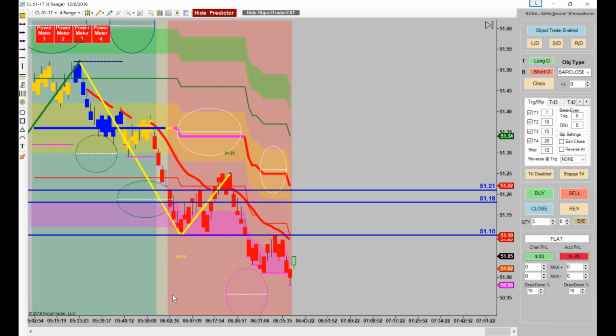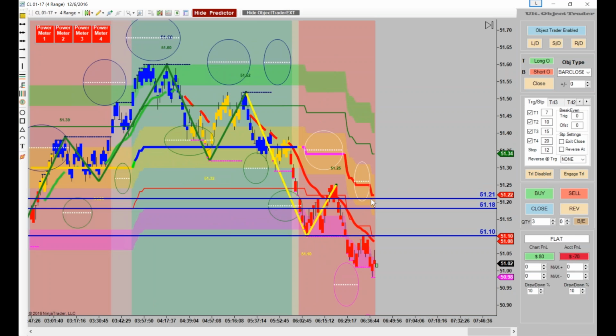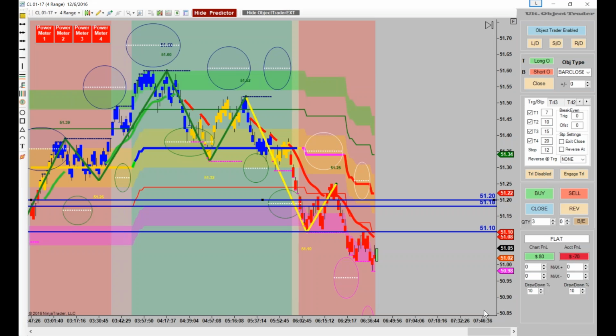Predictors right there at 20, and you've got a swing at 18. So I'm going to be looking for a retracement right up around this area, to this little swing here, to this little swing here. So let's see if we can get something. And I'm going to get that money back. We're minus 70.